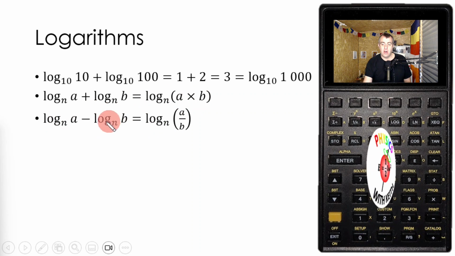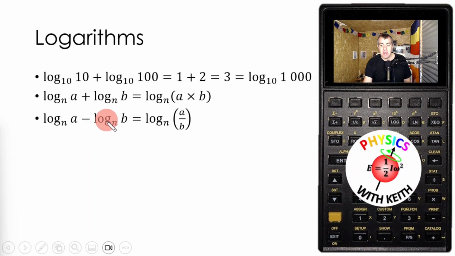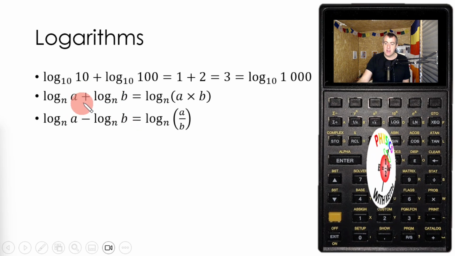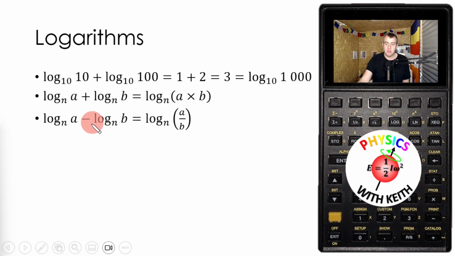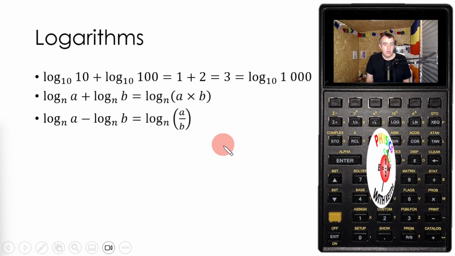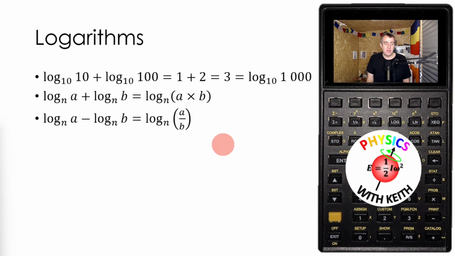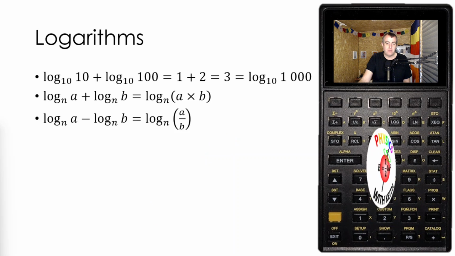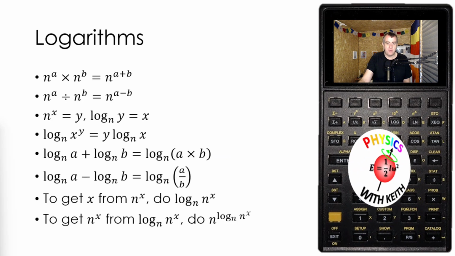And here we've got log with the base n of a minus log with the base n of b. And you can convince yourself of this. If the addition is multiplication, then the subtraction is division. This is actually how old slide rules work. You're adding two lengths, but they have logarithmic scales on them. Maybe I'll do a video about slide rules.